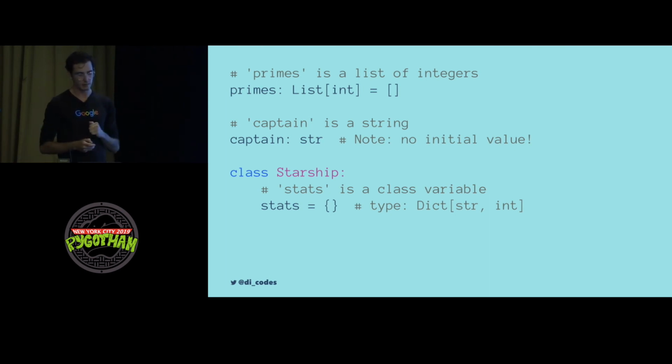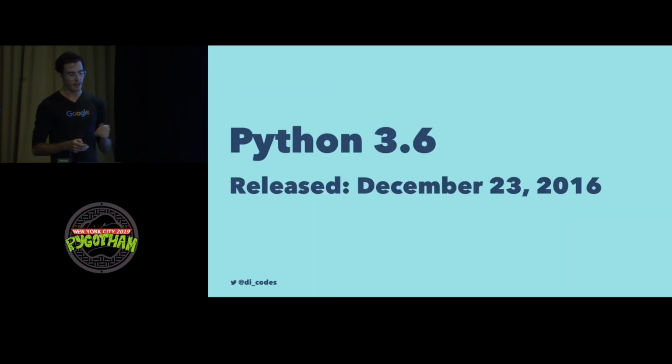And same thing for class types. Like here, stats is a class variable. I could instantiate it correctly like this with inline annotations. So we got that in Python 3.6. And then we almost had everything to do static typing in Python.